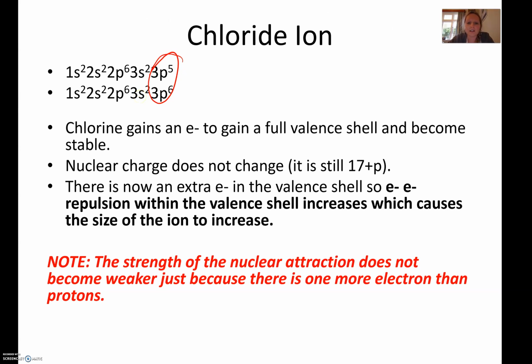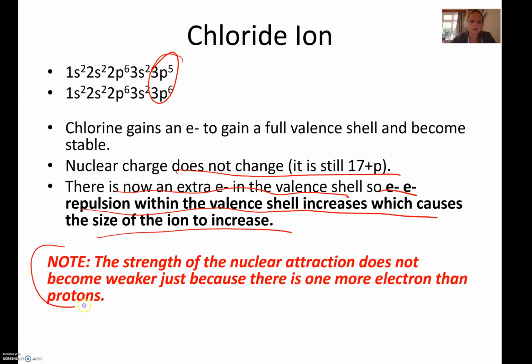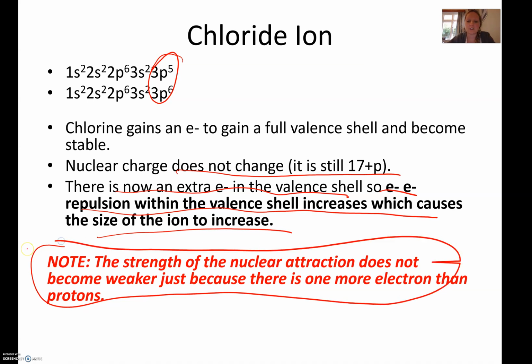So chlorine gains an electron to gain a full valence shell and become stable. The nuclear charge does not change. There's now an extra electron in the valence shell. So electron-electron repulsion increases, which causes the ion to be bigger. Please note, the strength doesn't become weaker because there's just 1 more electron.